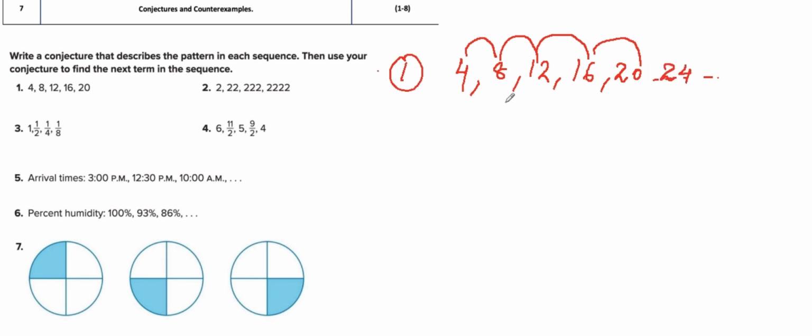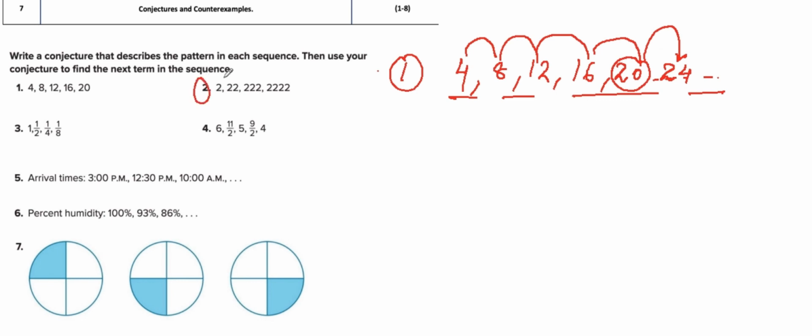And what is the conjecture? How do we write the conjecture? Each time we are adding 4 to the preceding term to get the next term. So every time we are adding 4 to the preceding term to get the next term.